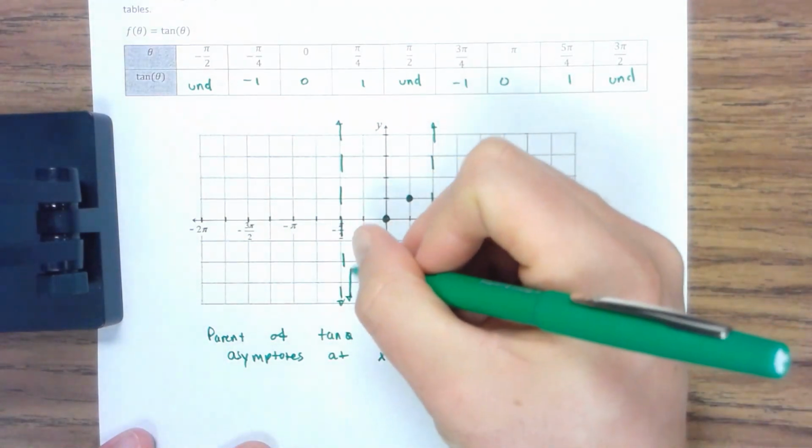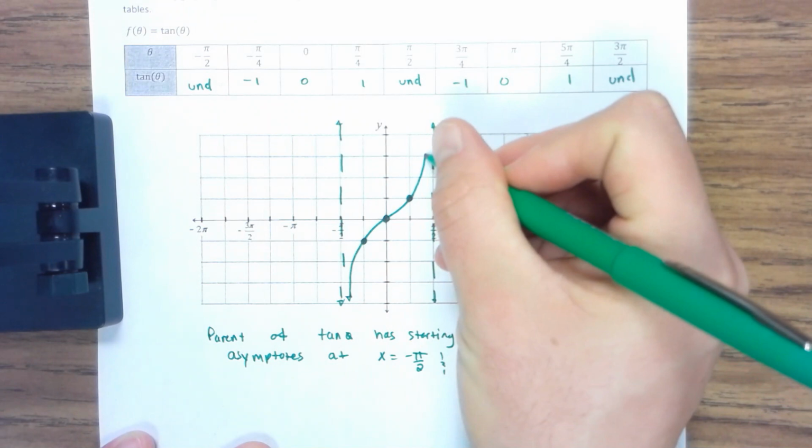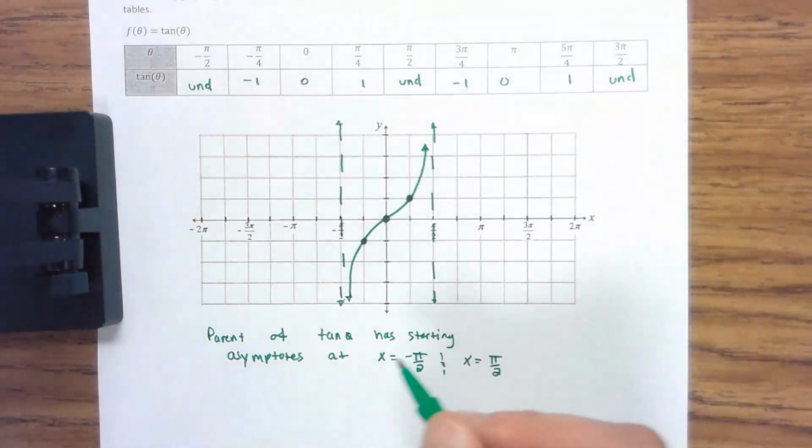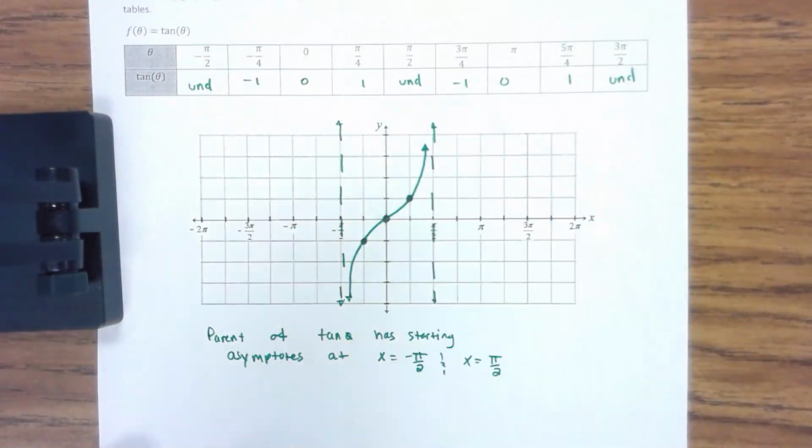And then the graph ends up looking almost like a cubic function. And then it just repeats in both directions. So then, well, first, what's the period here?